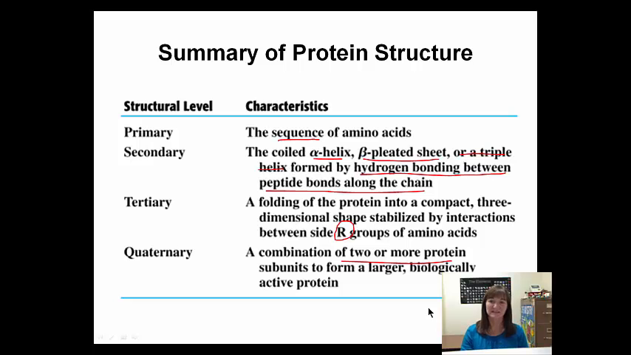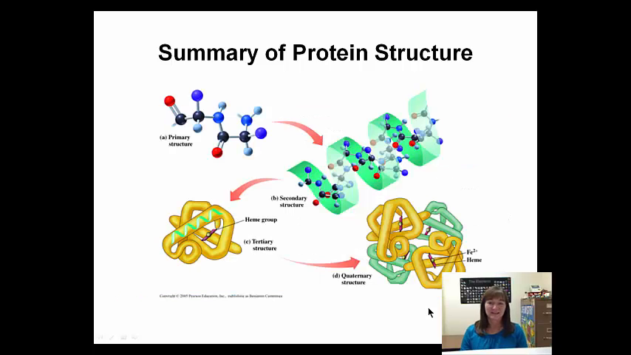Okay, so that's kind of a summary of what I want you to know about protein structure. Here's a picture that kind of shows it. I kind of like it. There's our primary structure, just the sequence. Here they're showing us an alpha helix to represent the secondary structure. The tertiary structure is the folding of the protein upon itself, and then there's a picture of the quaternary structure.